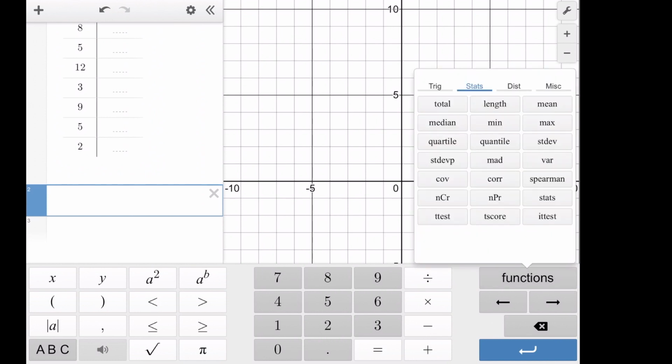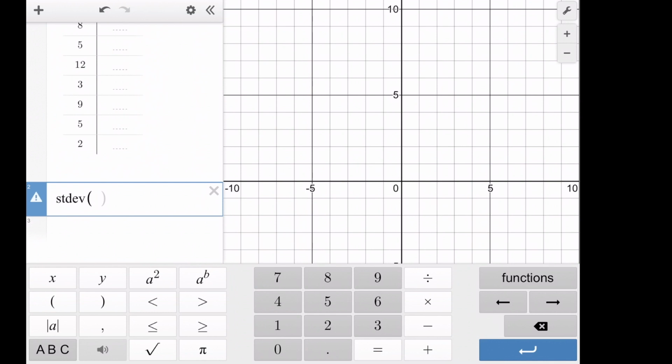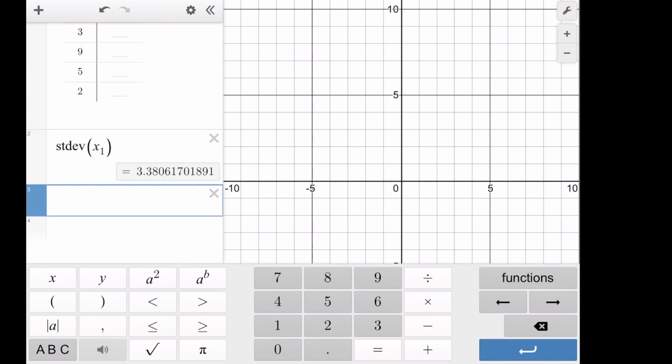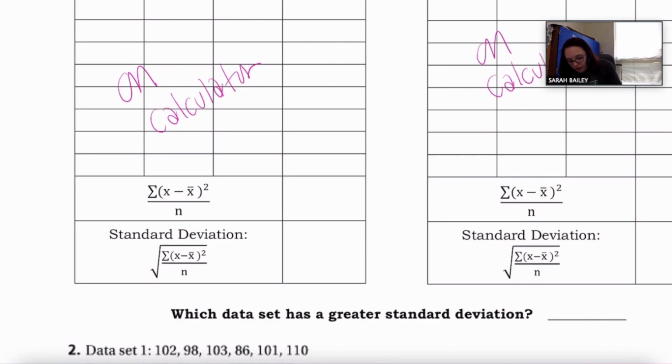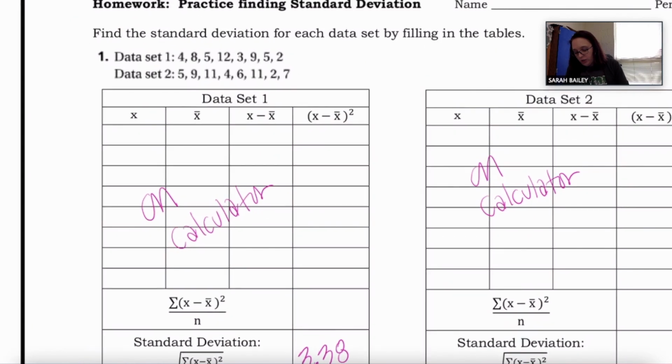Make sure you're on the Stats menu if you're not already. And then do you see the button that says STDEV? That means standard deviation. So I'm going to tap standard deviation, and then it's asking where's the data. All that data is in X sub 1. So the standard deviation for data set 1, we'll round to the nearest hundredth. I'm going to write that down here. It's going to be 3.38.